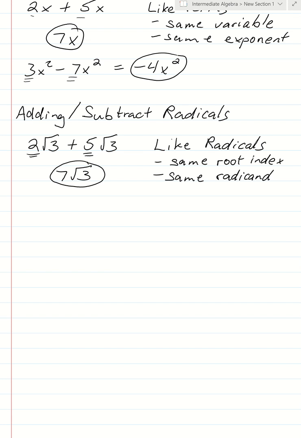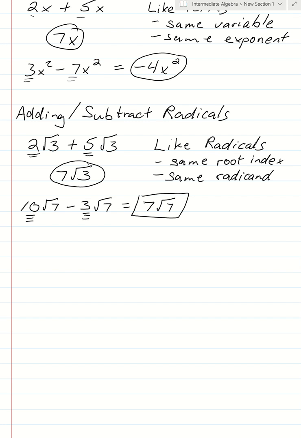And believe it or not, the same would be true for subtraction. If I had maybe a 10 square root of 7, and I was going to subtract a 3 square root of 7, once again, we have like radicals because we have the same root index of the square root, as well as the same radicand, the 7. So we perform the subtraction by taking the 10 and subtracting the 3, and our simplified answer would be a 7 square root of 7.